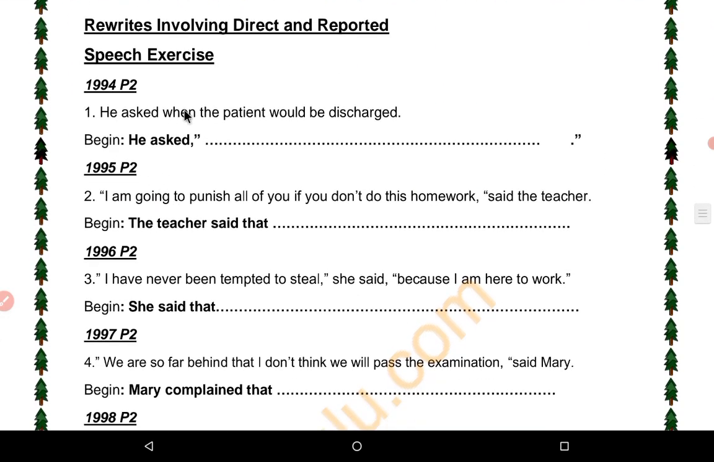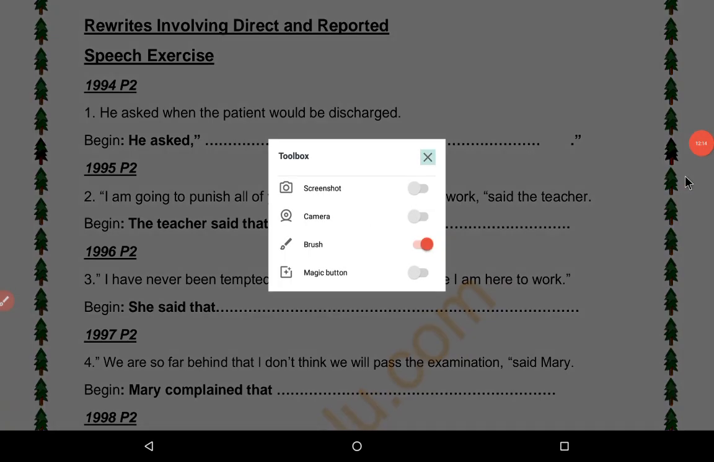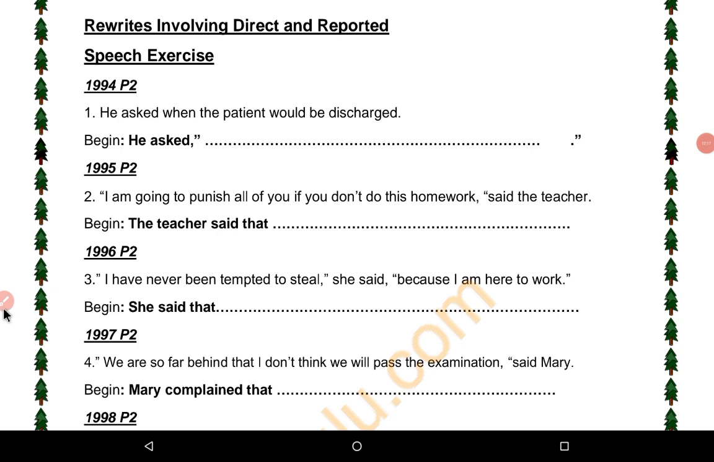He asked when the patient would be discharged. So the first thing you ask yourself is, is this direct or reported speech? Okay, so you can see from here, he asked when the patient would be discharged. So this is reported speech. So you have to change it to what? I'll just put R. You have to change it to direct speech. Direct speech has quotation marks. So you're going to say he asked.